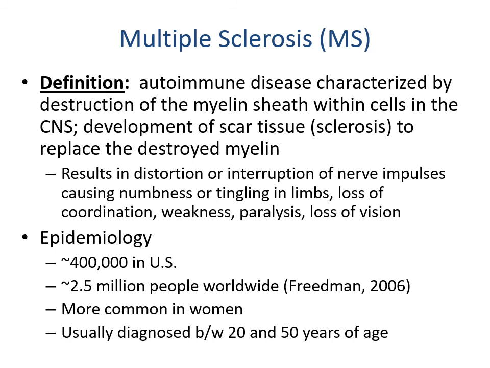So now we'll move into multiple sclerosis. Multiple sclerosis is an autoimmune disease characterized by destruction of the myelin sheath within the cells of the central nervous system. It comes with the development of scar tissue, right? So that sclerosis, or hardening of that tissue, replaces the destroyed myelin sheath. So this results in distortion or interruption of nerve impulses, causing numbness or tingling in the limbs, loss of coordination, weakness, paralysis, and loss of vision.